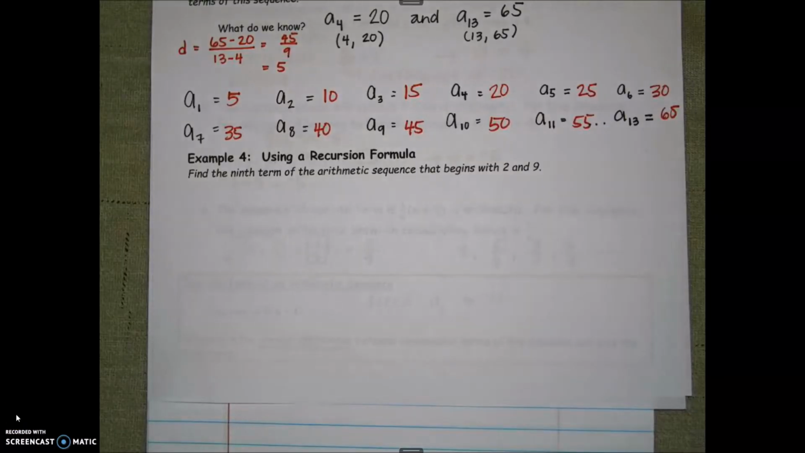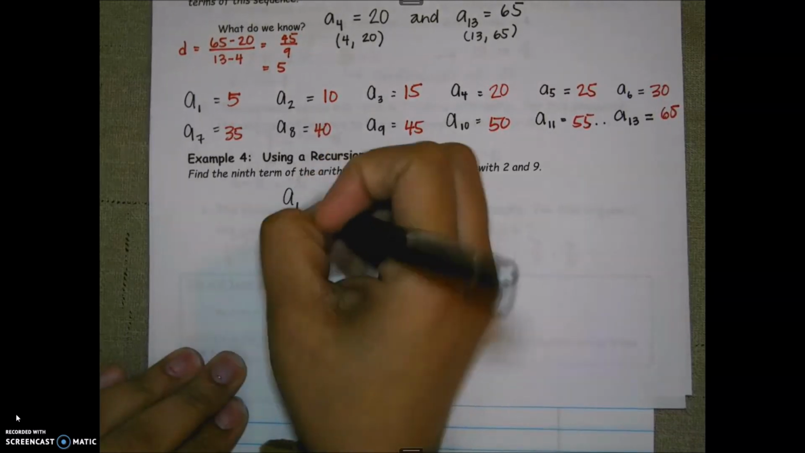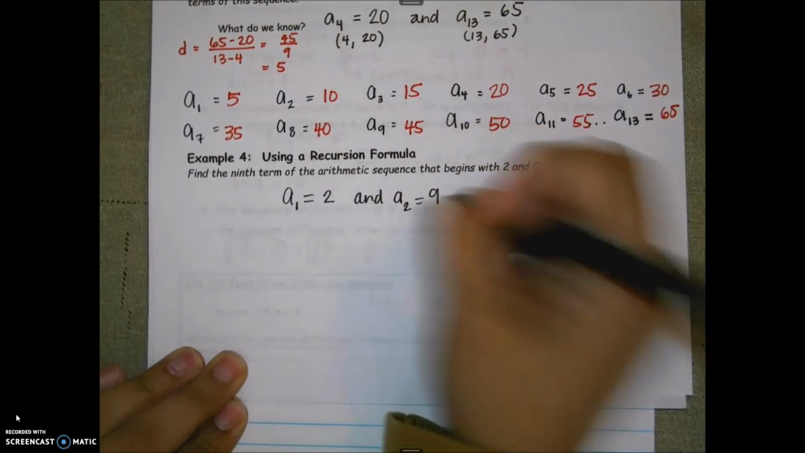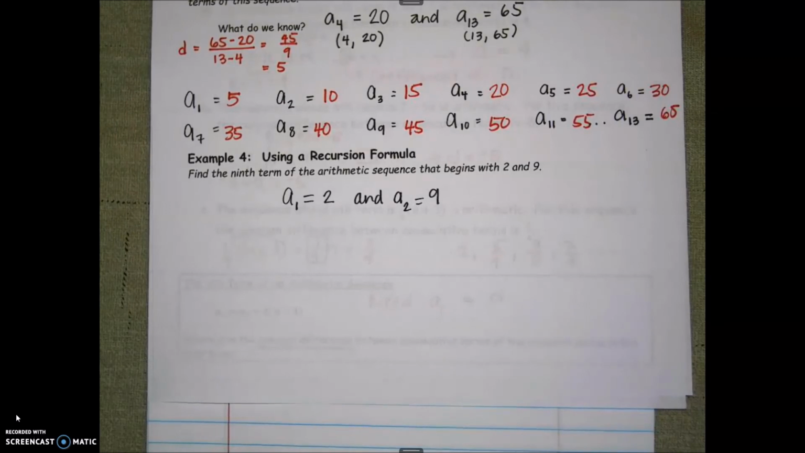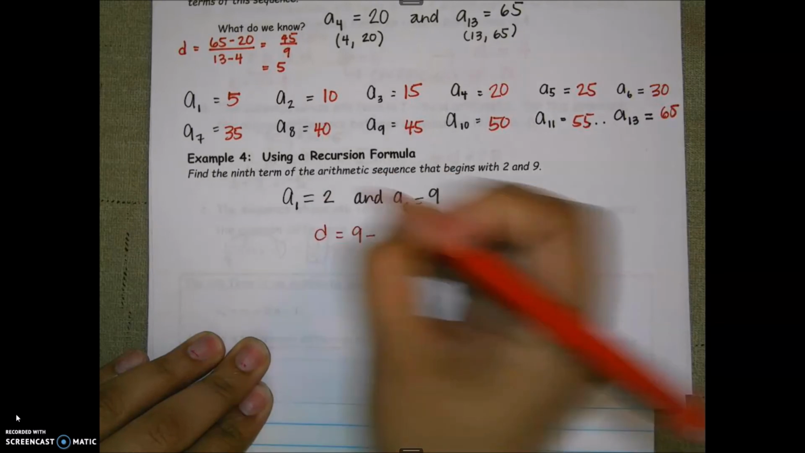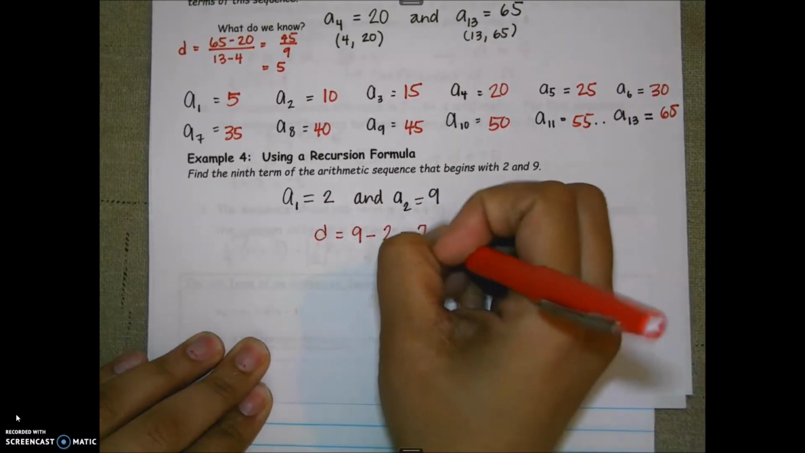Example number 4, using a recursion formula. Find the 9th term of the arithmetic sequence that begins with 2 and 9. So here's an example where it wants us to find a specific term in the sequence. So we are going to assume that A1 is 2 and A2 is 9. So to calculate the d, which is what we need to write the equation, you take this last term, which is 9, minus its previous term, which is 2, and you're going to get 7.